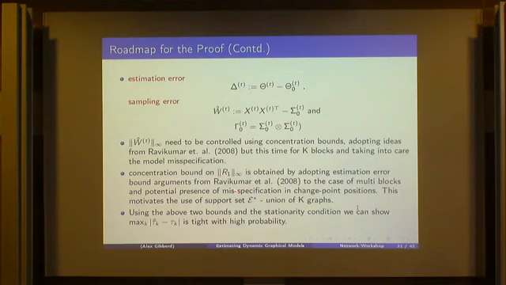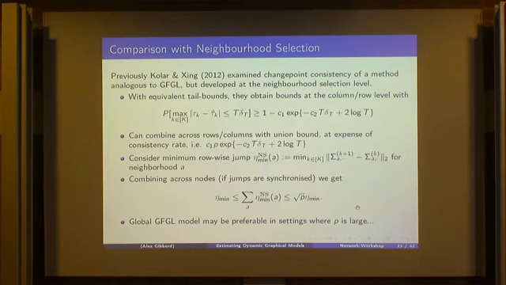And because we don't know where those potential misspecifications occur, that's the motivation behind using this union of k graphs, the union of the support sets. That helps you deal with the true model space and the complementary model space. And using the above two bounds and the stationarity condition, we can show that this maximum is tight with high probability. So that was the reason.